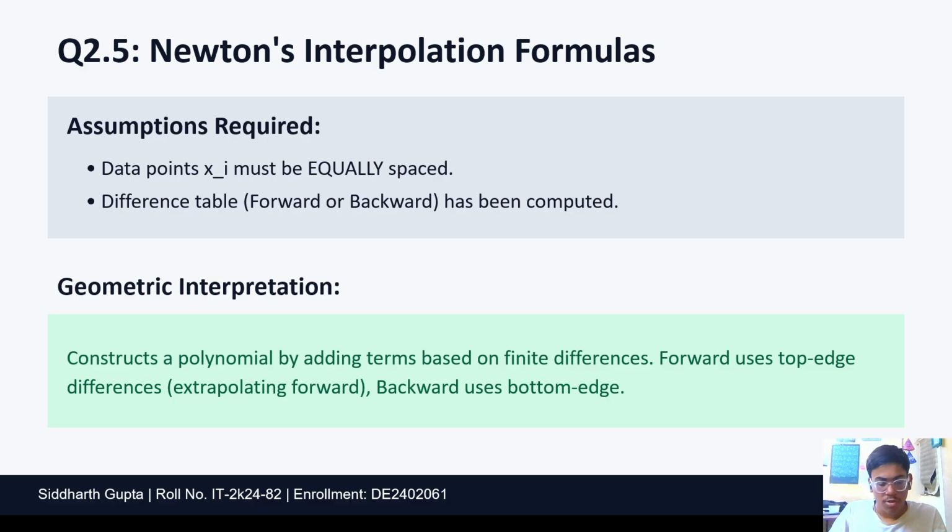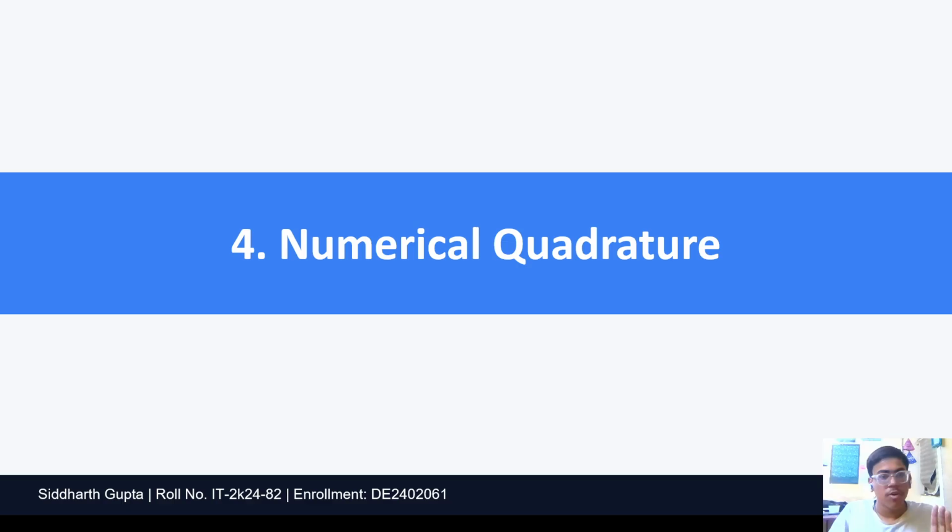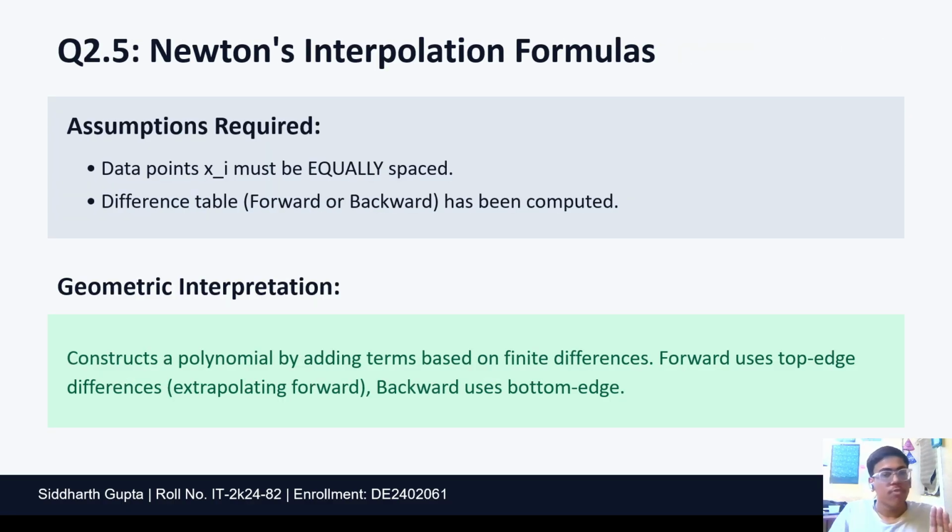Next, moving on to Newton's interpolation formulas. So this is for Newton's forward interpolation. For Newton forward interpolation, we will assume that the data points must be equally spaced. As we already know, for Newton's forward and backward interpolation, the data points must be equidistant. Next, we are assuming that a difference table has already been constructed.